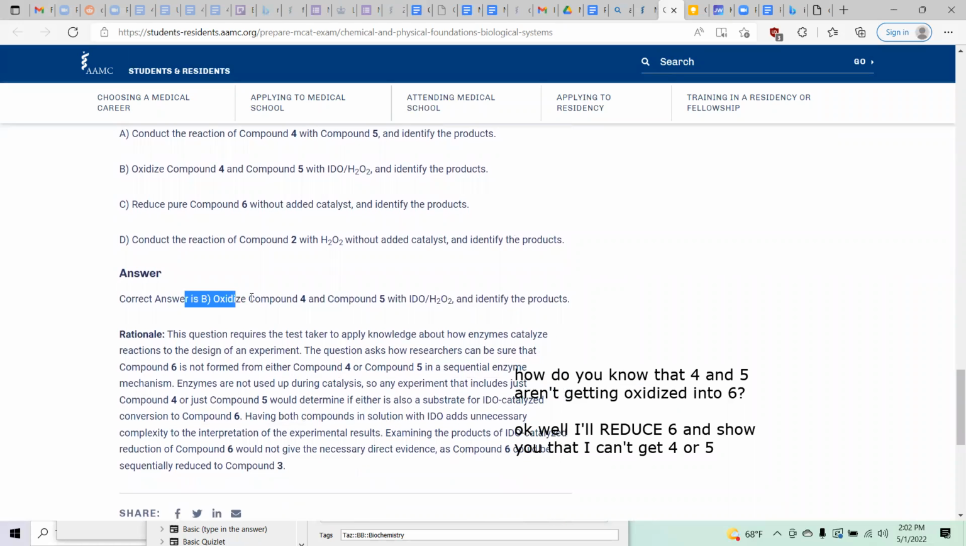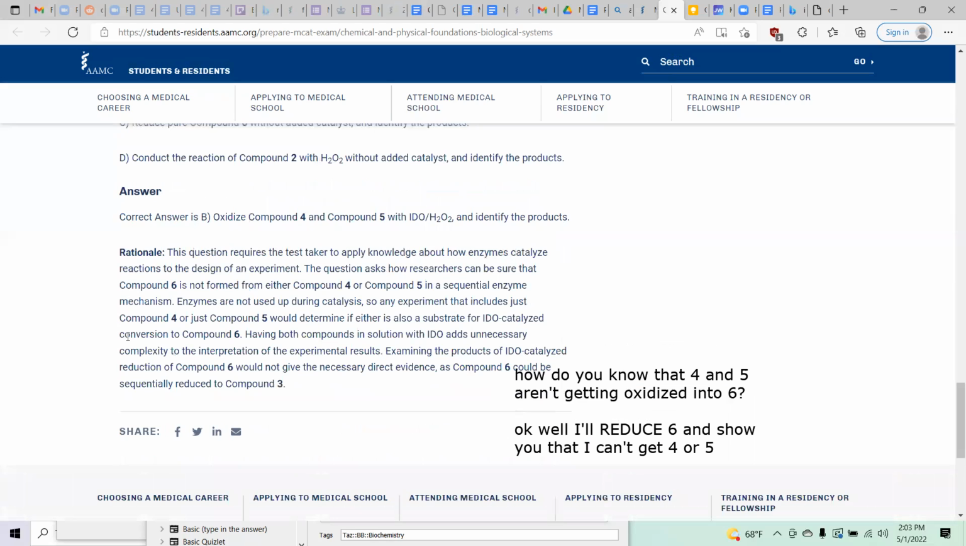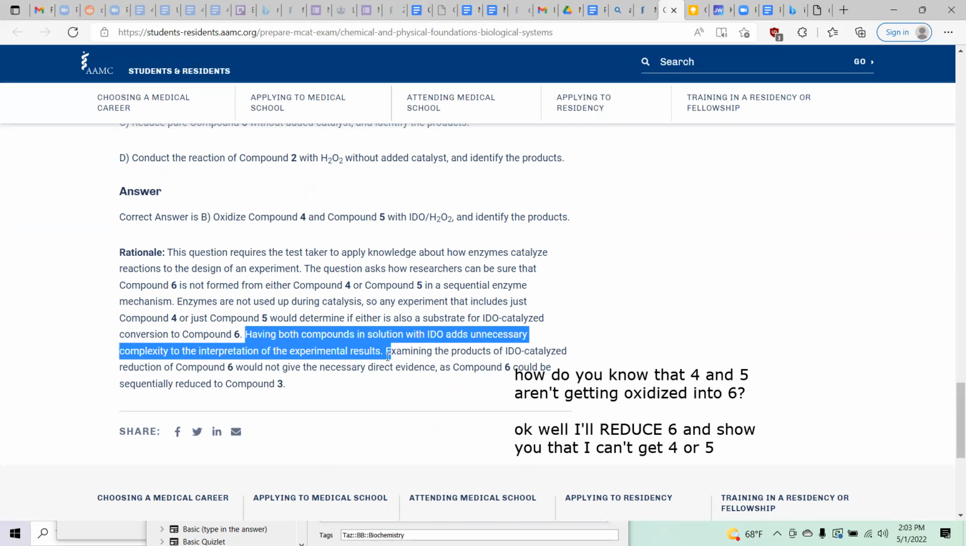Yes, correct. B, oxidized compound 4. So let's see what their rationale was to eliminate A. Researchers can be sure that 6 is not from 4 or 5. Enzymes are not used up, so any experiment that includes just compound 4 or 5 would determine if either is also a substrate. Having both compounds in solution with IDO adds unnecessary complexity to the interpretation of the experimental results. So that's how they explain that. Basically what you just said is how they explained why A is wrong.